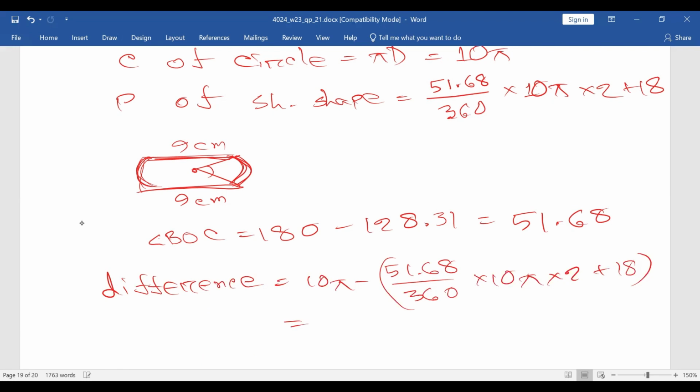Using the calculator, we get the value 4.396 or 4.4. We can write 4.4 or 4.39.